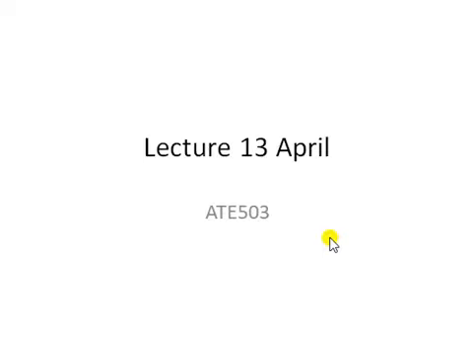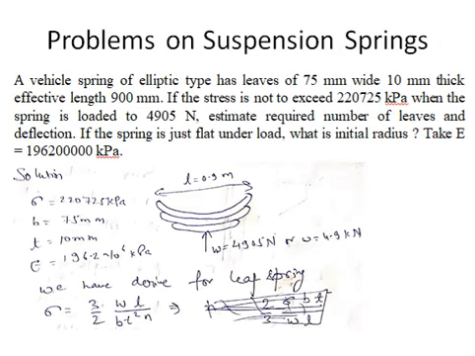Hope you will understand some of it and try to solve more problems based on the same topic. Okay, moving forward. See, this is the first question, based on leaf springs. A vehicle spring of elliptic type has leaves. Elliptic type means elliptic leaf spring: semi-elliptic, fully elliptic, quarter elliptic. These are the different types of leaf springs we discussed. So this is one kind of leaf spring.